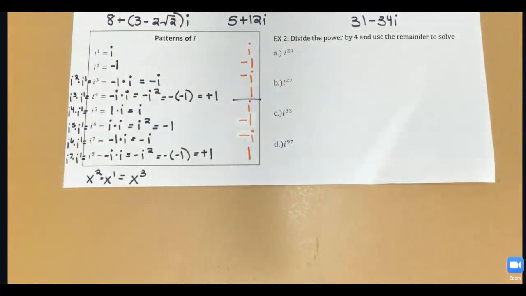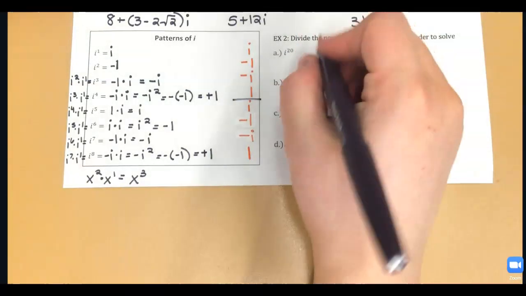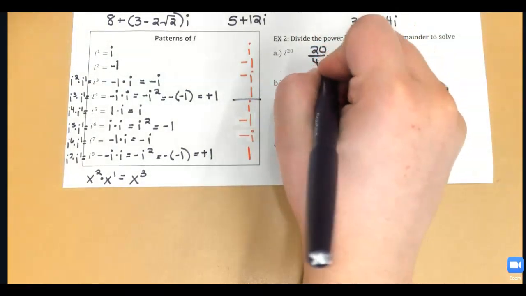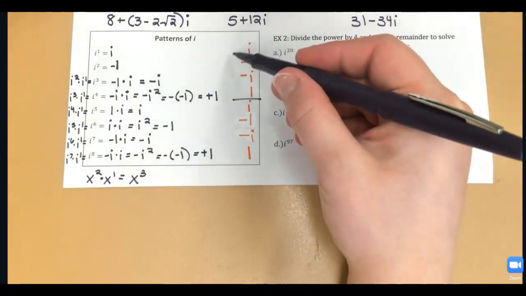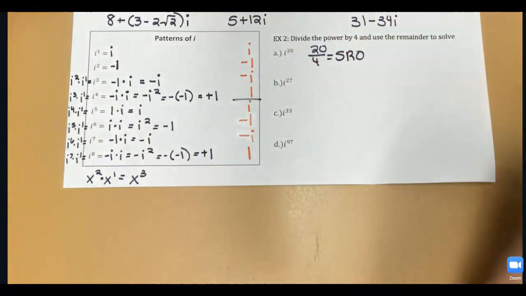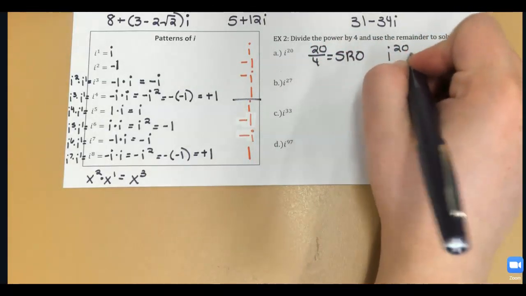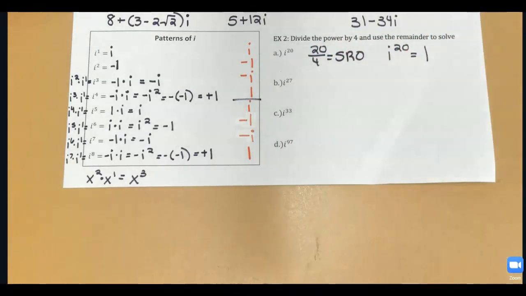On i to the 20th, if I divide 20 by 4, I get 5 remainder 0. Because my remainder is 0, that means I have gone all the way through the cycle to the very end. So i to the 20th would be +1.